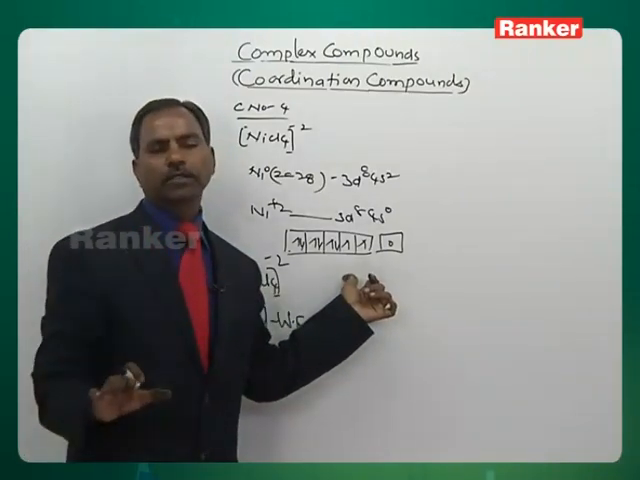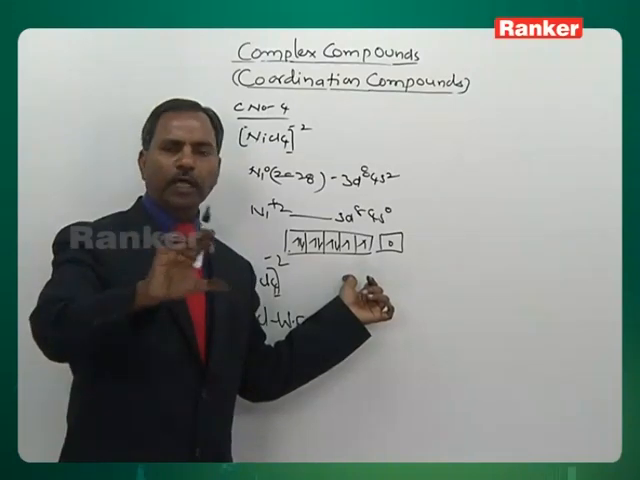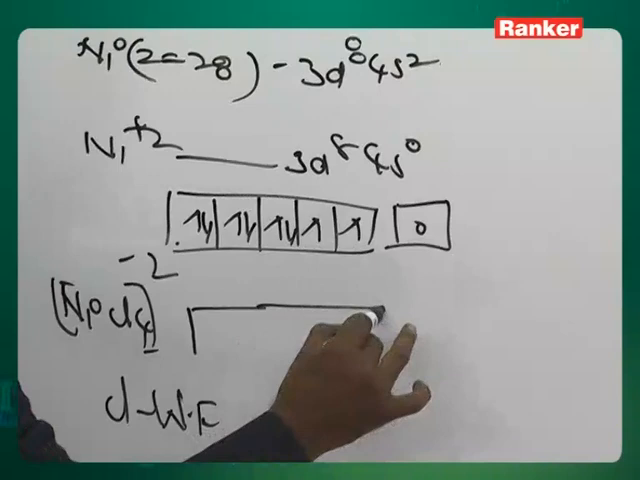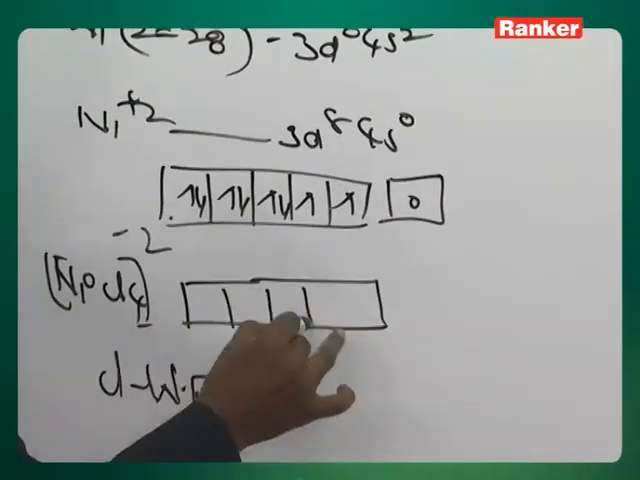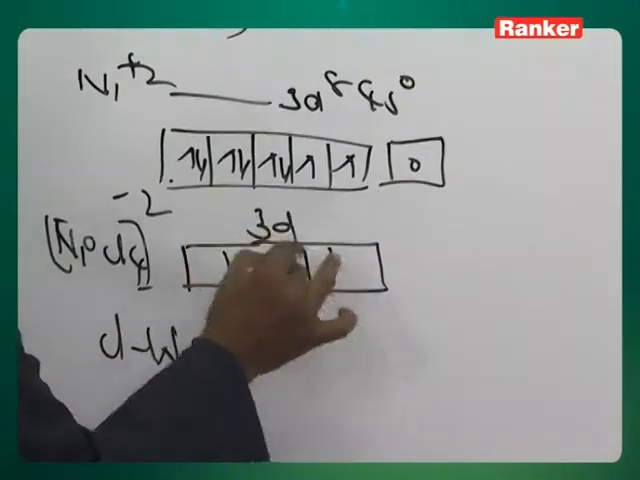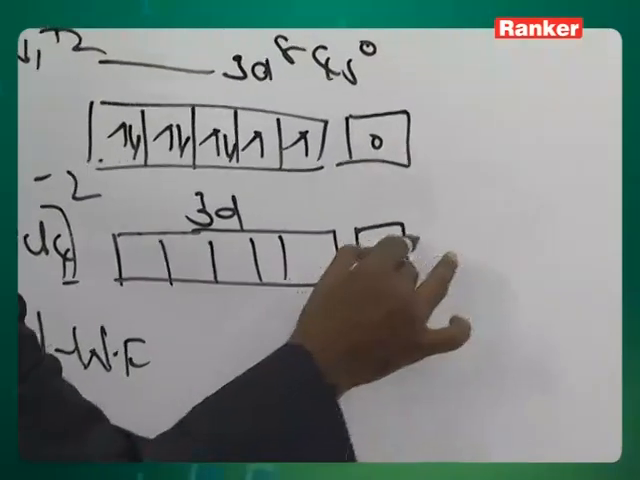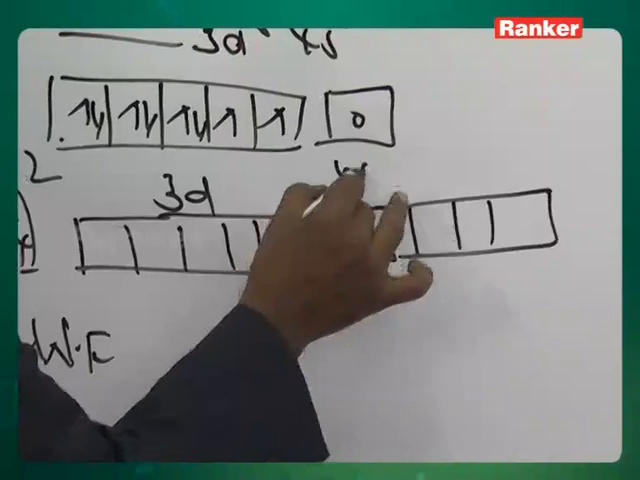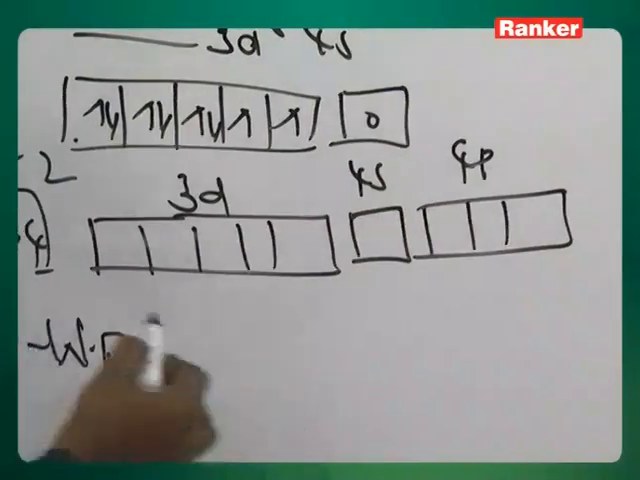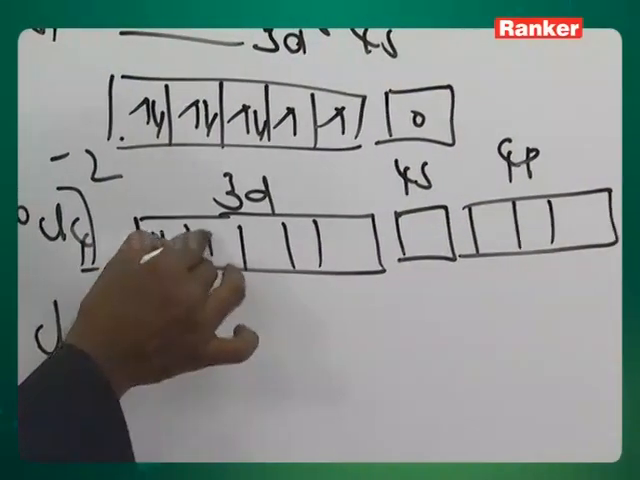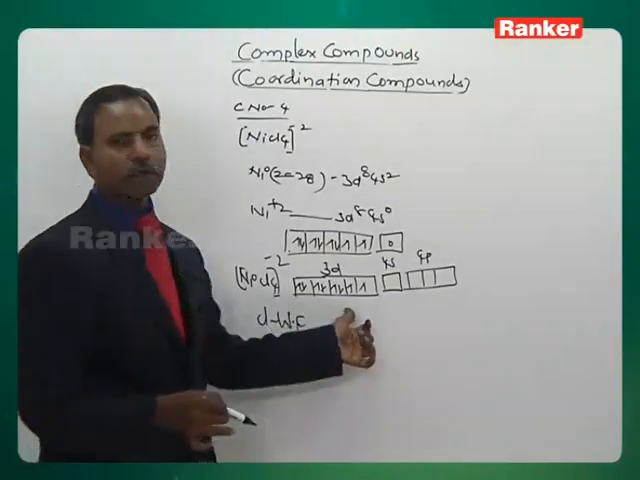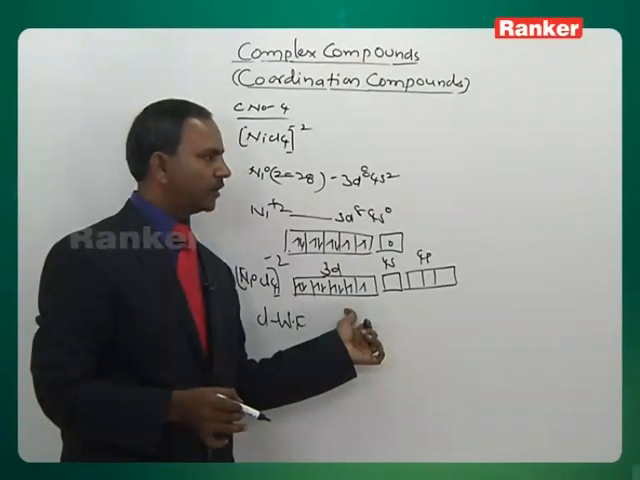No pairing of electrons. The d orbital electrons remain as such. Therefore, I am writing without any change in the arrangement of electrons: 3d, 4s, 4p. You take 3d, 4s and 4p. Then 1, 2, 3, 4, 5, 6, 7, 8. These electrons are not disturbed, the same as I have written.